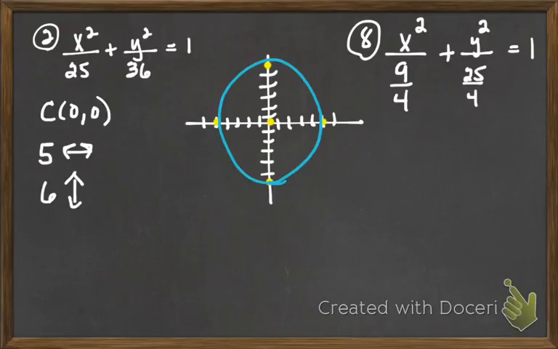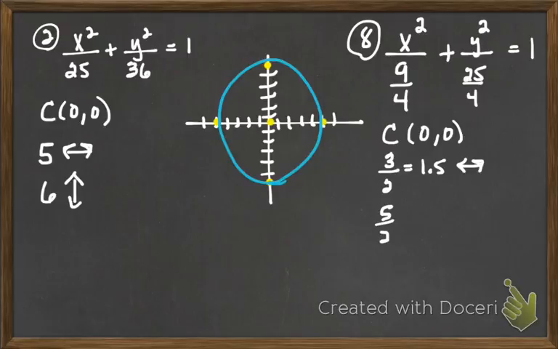So this ellipse would have a center at 0, 0. What's the square root of 9 fourths? 3/2. So we're going to move 3/2, or I might change that to 1.5. And since that's underneath your x, we're going to be moving left and right. 25/4, the square root of that is 5/2, and that's 2.5, and that's how many units you're going to be moving up and down.